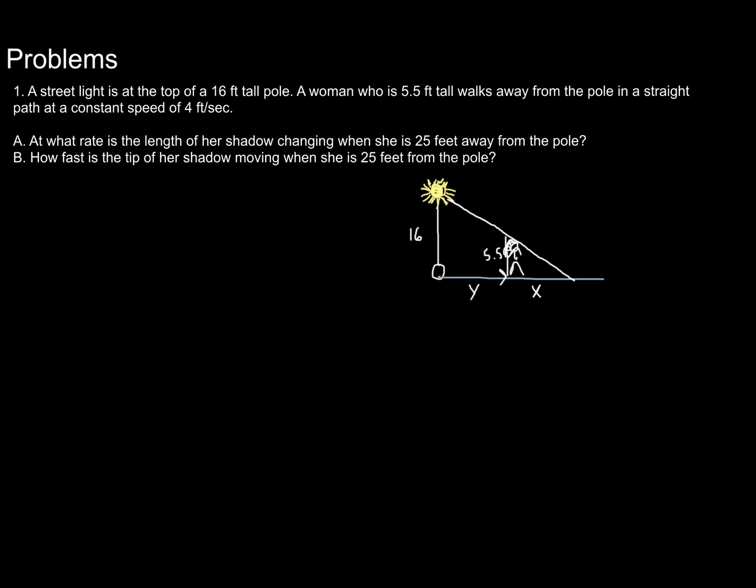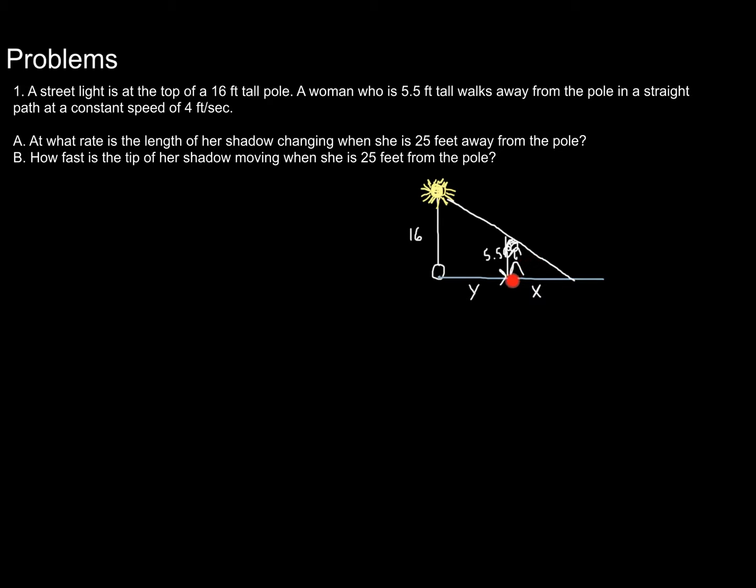Alright, since I'm going to need a visual for both parts A and B, I've just drawn that first. Here's my 16-foot lamp post with the light at the top. Here's my 5.5 foot tall woman. I've illustrated that she's walking away from the lamp post. And here we can see her shadow.